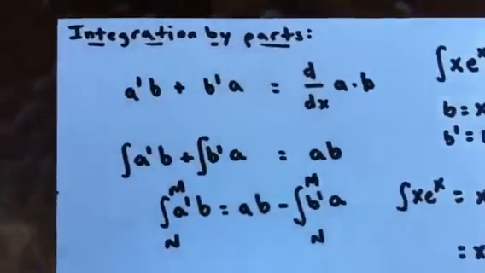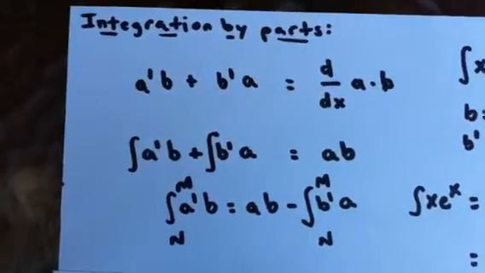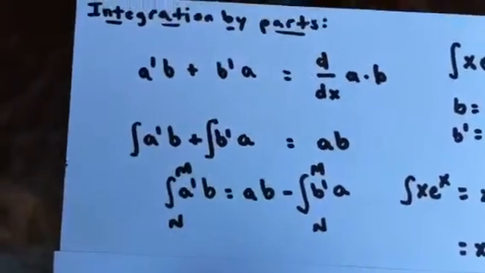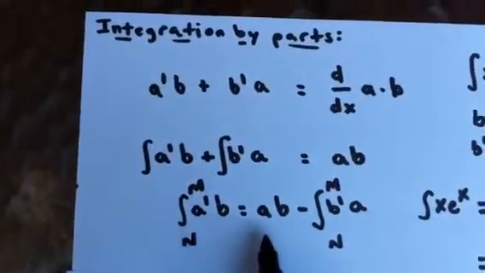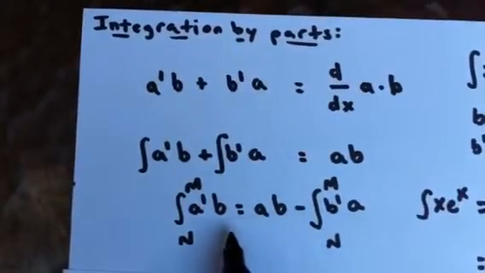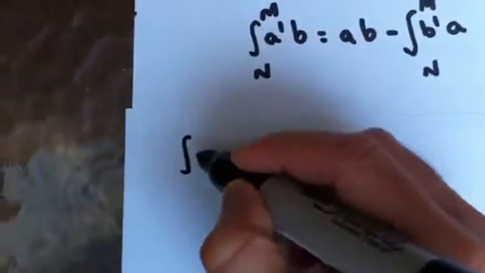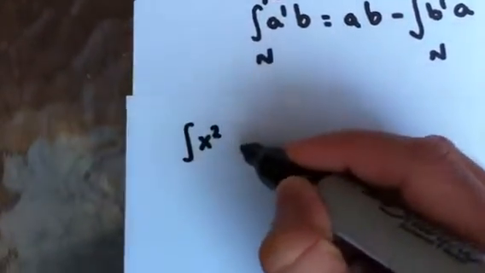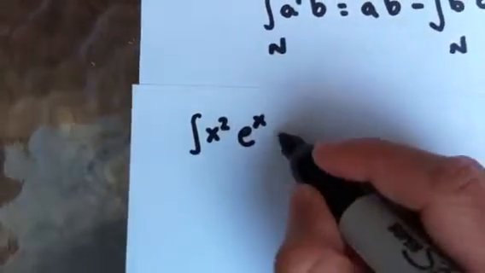Okay, another example of integration by parts in which you may have to do integration by parts 2 times or more to solve the equation. So here's our formula. Let's take the integral of x squared times e to the x dx.